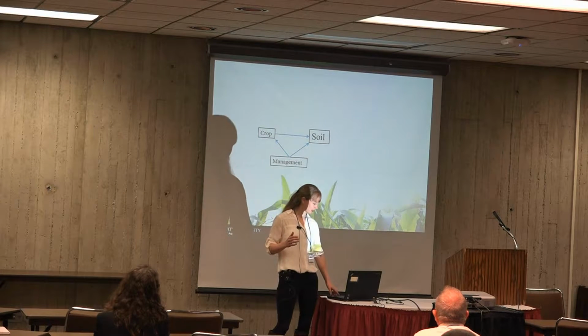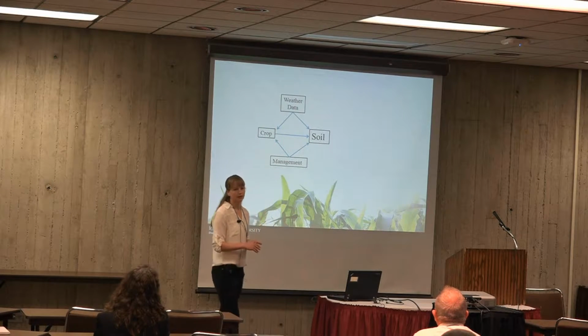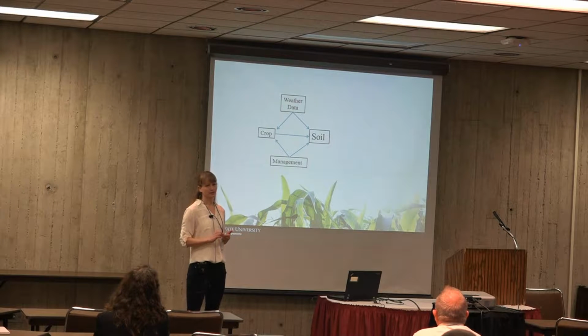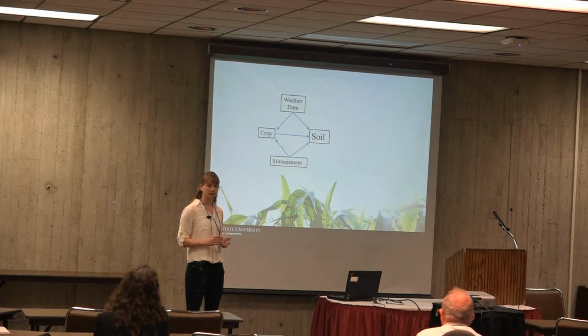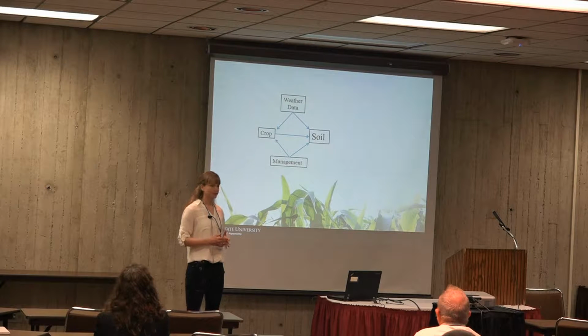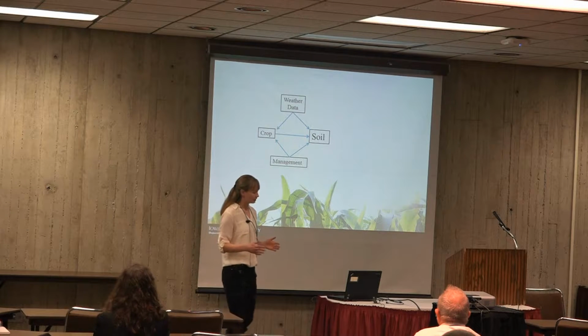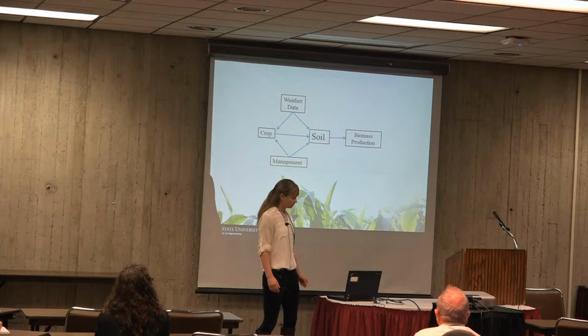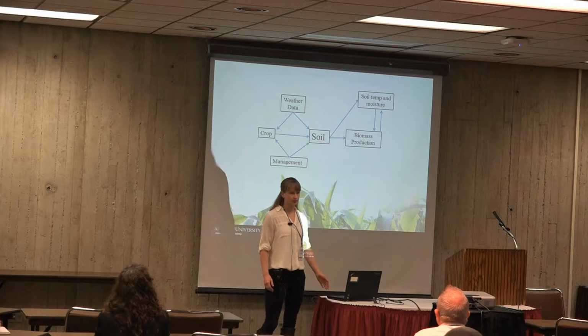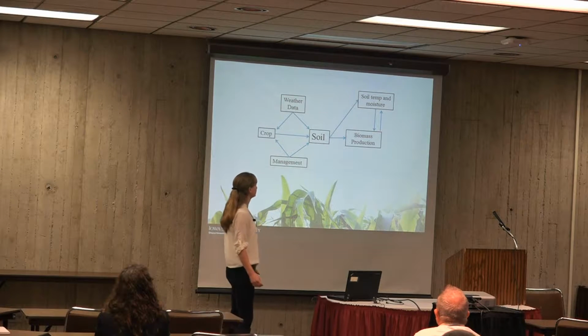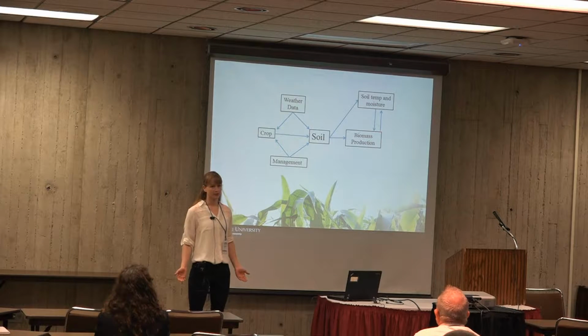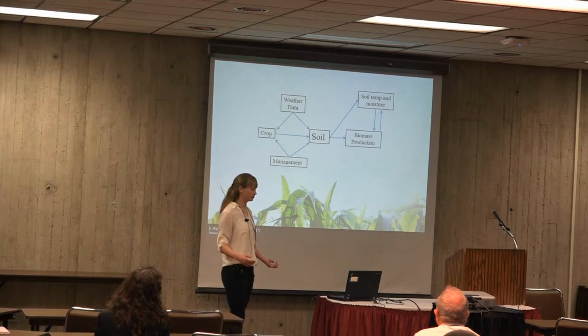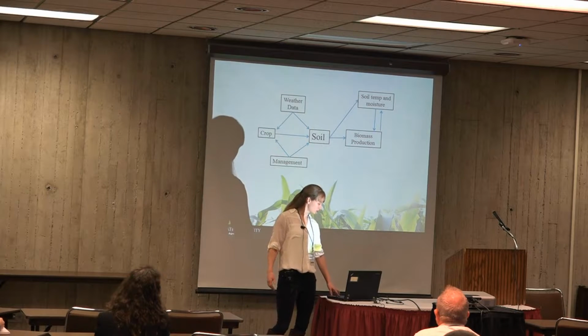So then you add weather data. And as soon as the crop and soil get precipitation and sunlight, and it knows what the temperatures are, things start to happen in your model. You can really see some of these interactions, and you start to get outputs, like how much biomass is produced, and also what temperature and moisture the soil is, which affects how much biomass is produced, and how much biomass is produced also affects the soil temperature and moisture.